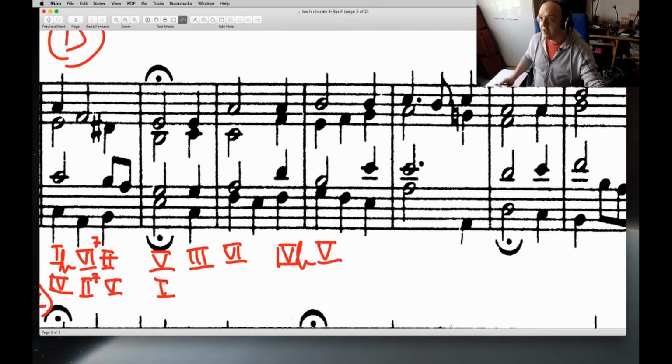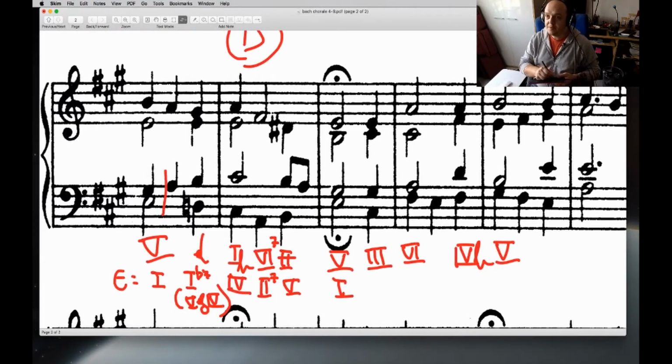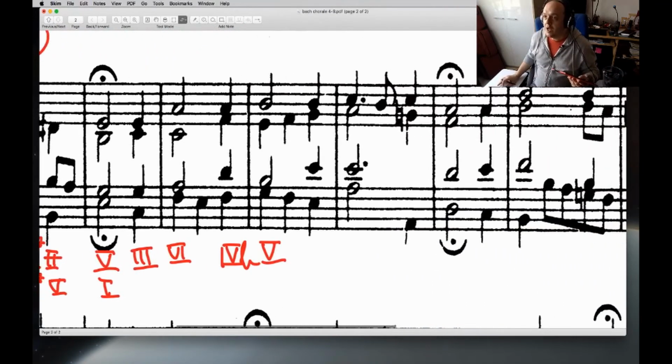Which, oh, look. That's the same sound that happens here. I have kind of the same sound. Almost the same voice leading. Almost the same movement of the voices. Here, I have... And here, I've got... right, but it's no chord at all.